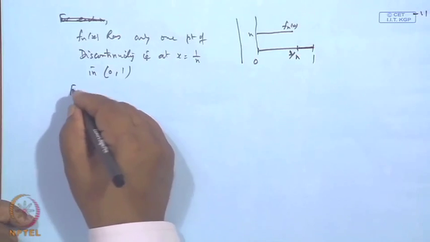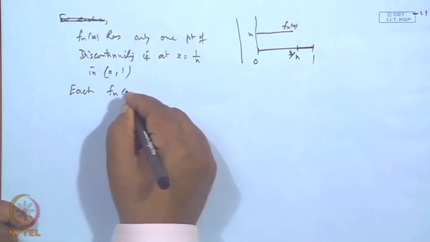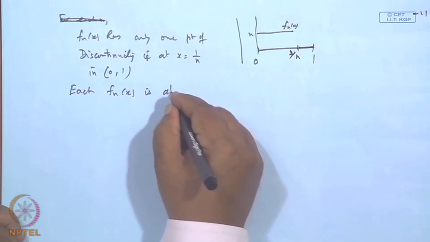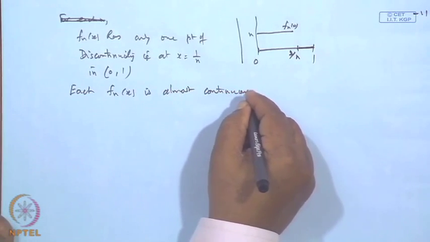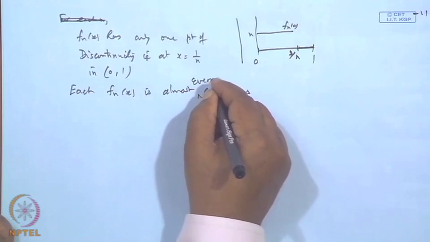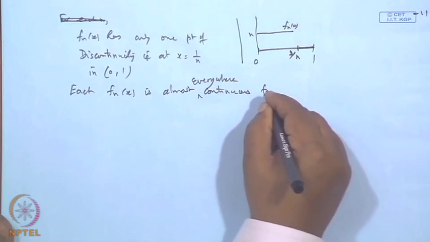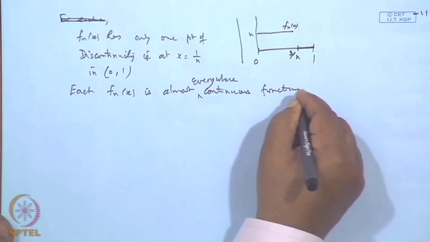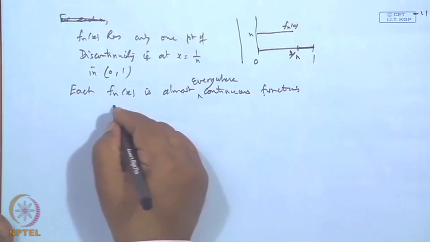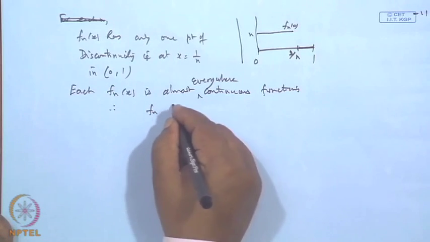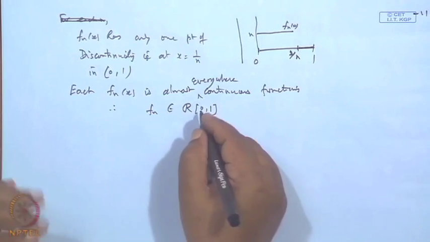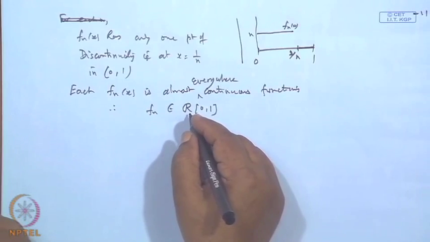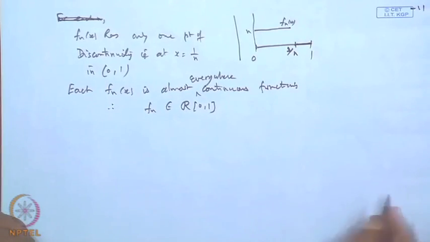So, each f n x is almost everywhere continuous. Therefore, each f n belongs to the Riemann integrable class on 0 1. So, it is integrable. Each of f n is an integrable function.